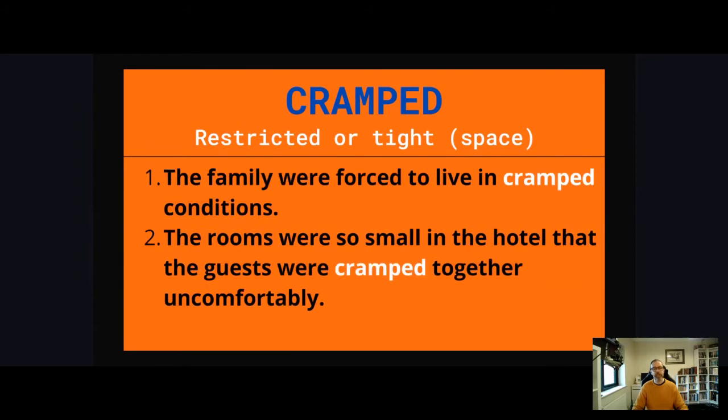So example 1, the family were forced to live in cramped conditions. Example 2, the rooms were so small in the hotel that the guests were cramped together uncomfortably.